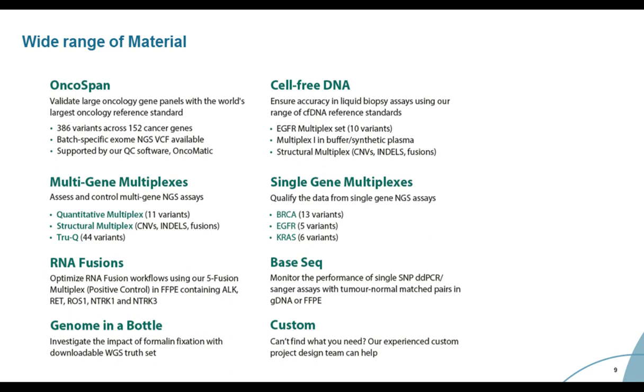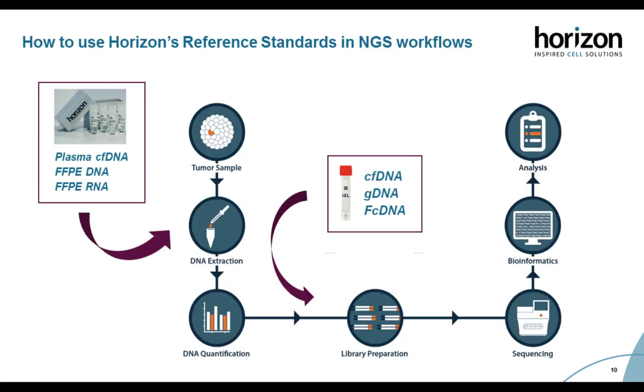We also have multi-gene multiplexes for larger gene panel use, and our largest reference standard is called OncoSpan, which covers 152 cancer genes. We have single gene multiplexes if you're running a particular BRCA, EGFR, or KRAS gene panel. RNA fusion reference standards, base-seq, genome in a bottle in FFPE, and finally we have a very experienced custom design team who can help you if you need something a little more bespoke.